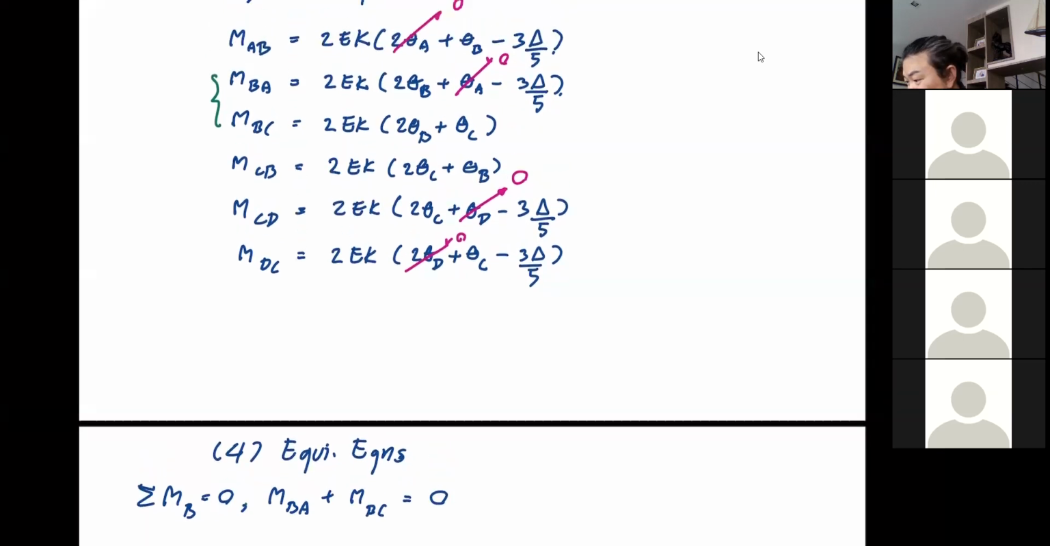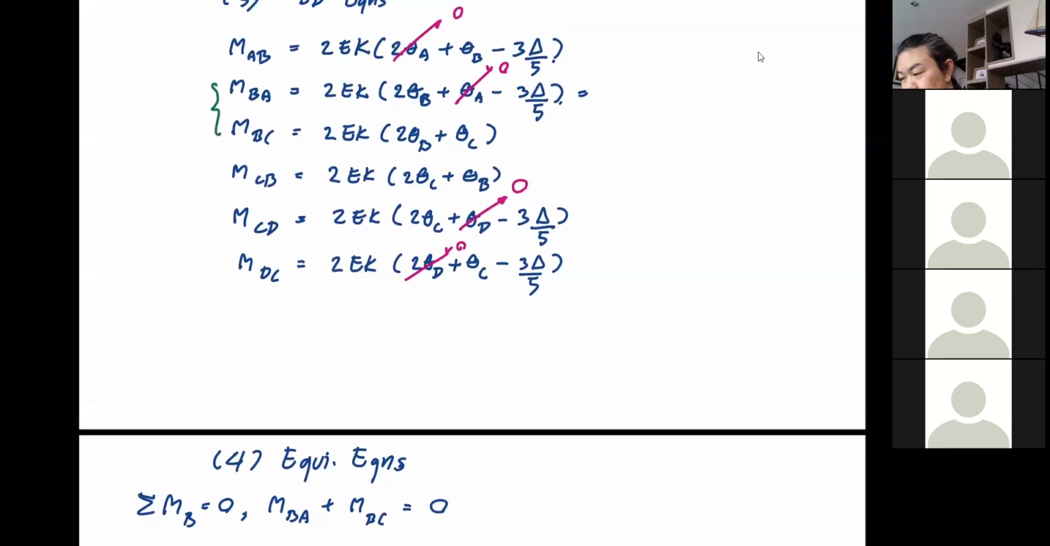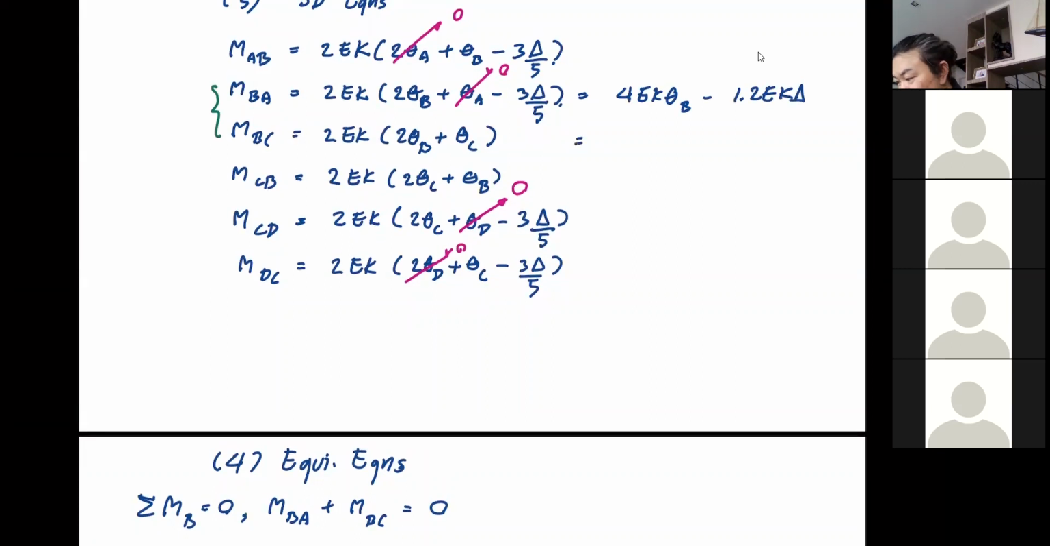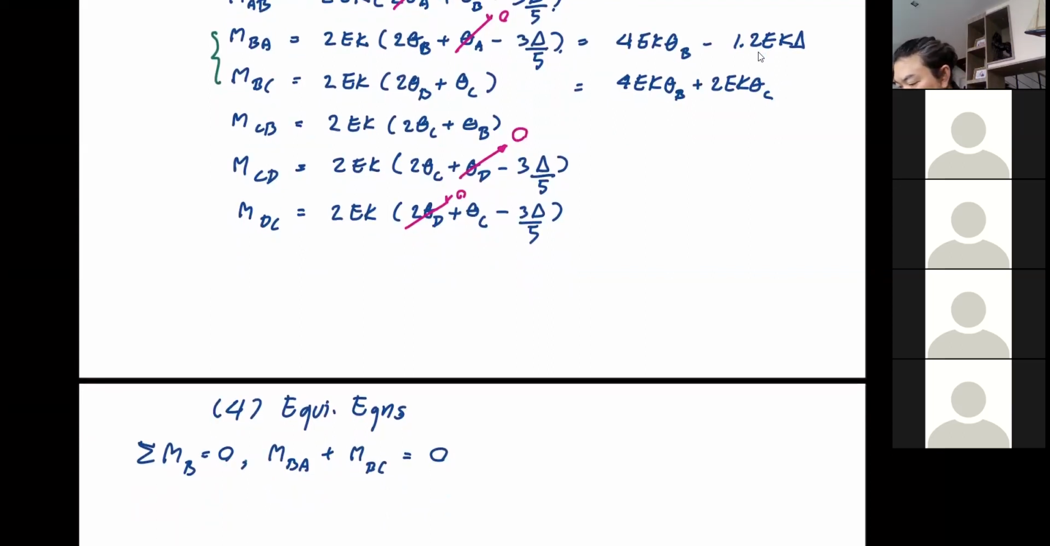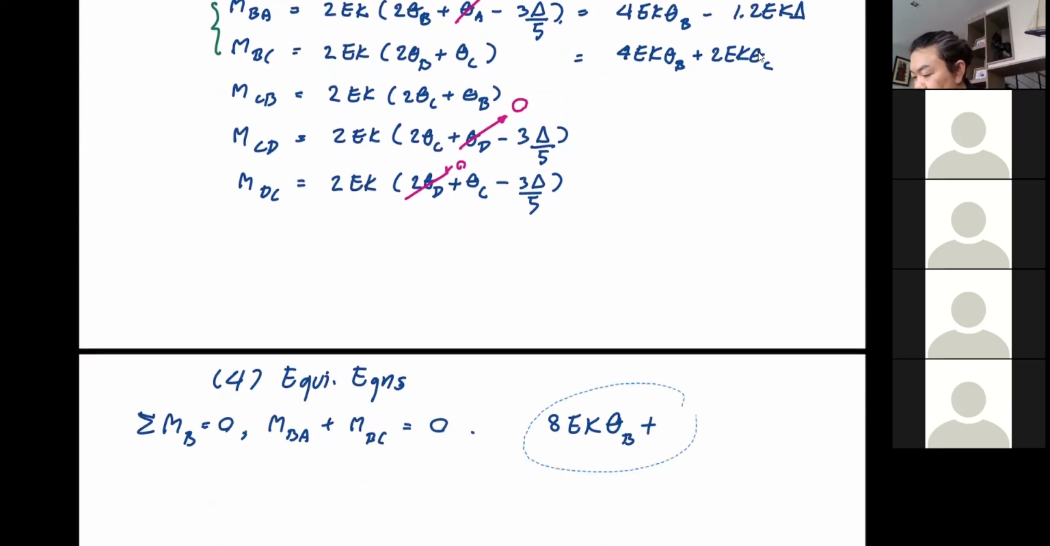And okay, I should pull this out, right? That is 4EK theta B minus, that's 6, right? That's 1.2, okay? Because it's 6 over 5. So it's 6EK delta over 5. So it's 1.2. This guy is 4EK theta B plus 2EK theta C. So, okay, that's going to be 8EK theta B plus. Okay, that's not a good point to write because I'm going to run out of space. Let's put it down here.